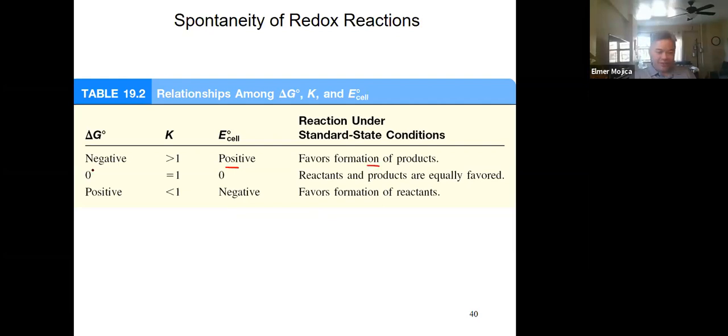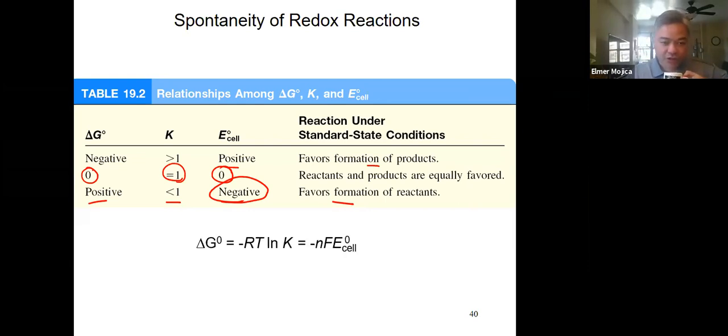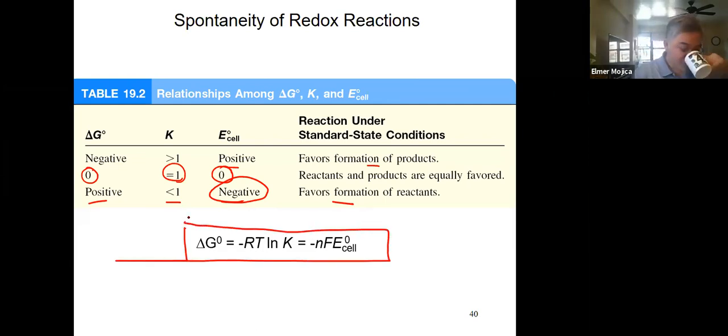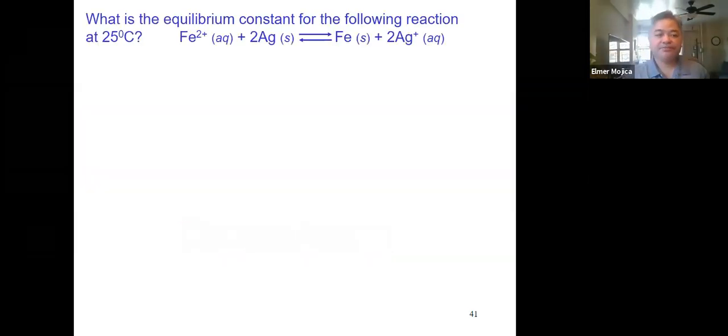If you have a delta G that equals 0, that's a system in equilibrium, K equals 1, and you have a dead battery. If you have a positive delta G, you have a K that is less than 1 because it favors the formation of the reactant, and your potential there is negative because that's non-spontaneous. That means you have to charge it. Okay? So all of this comes from the relationship that we just discussed in the previous slide. So let's apply this one here.